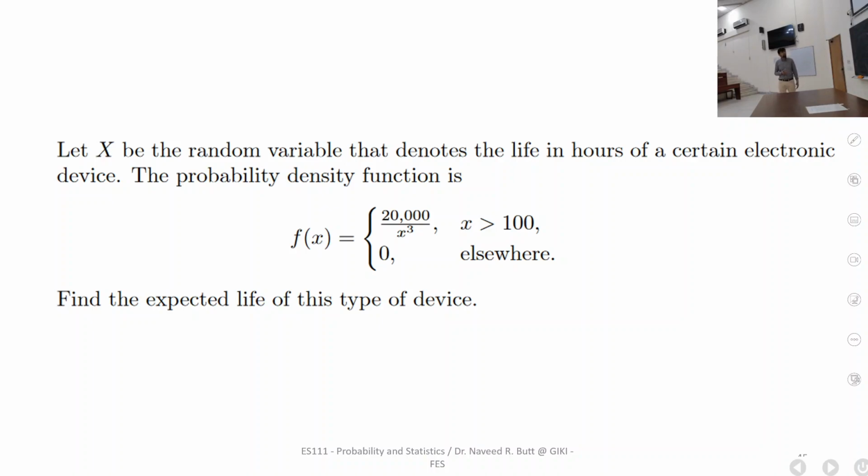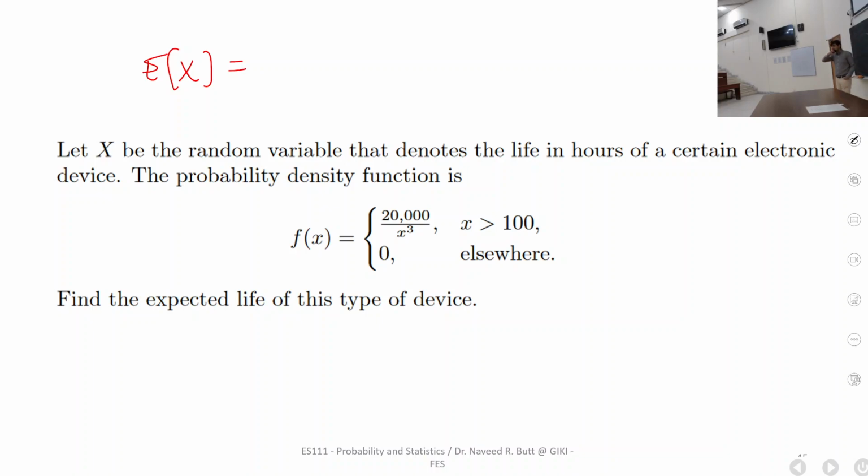Let x be the random variable that denotes the life in hours of a certain electronic device. The PDF is given here. Find the expected life of this type of device. So what was the definition of the expected value for continuous case? अभी discrete के लिखी था मैंने summation xi f(xi). So what was this for continuous case?